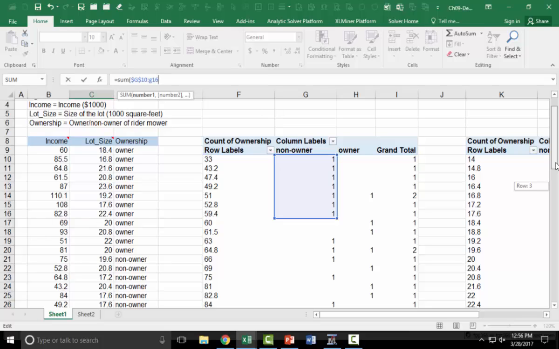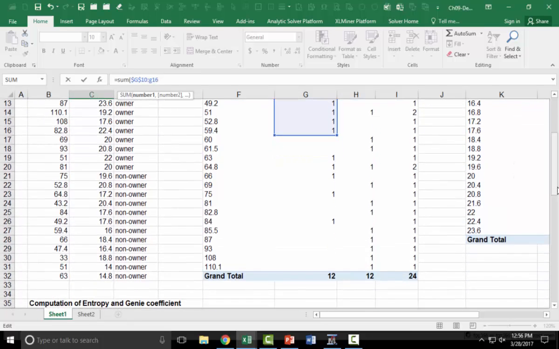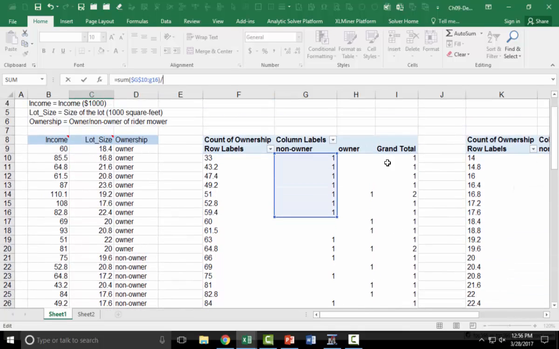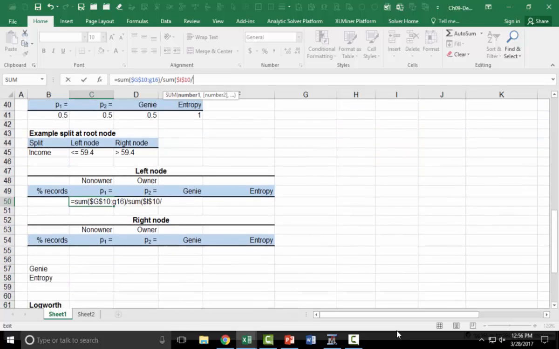That's the number of owners, and divided by how many observations there are. So that will be the sum of I10 through I16.